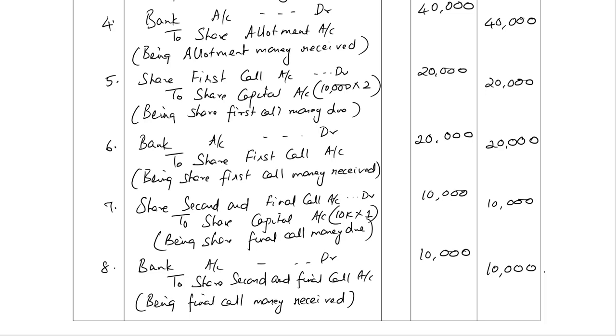So we've done example sums for issue of shares at par, both amount payable in lump sum as well as amount payable in installments. Next, we learn the journal entries for issue of shares at premium.